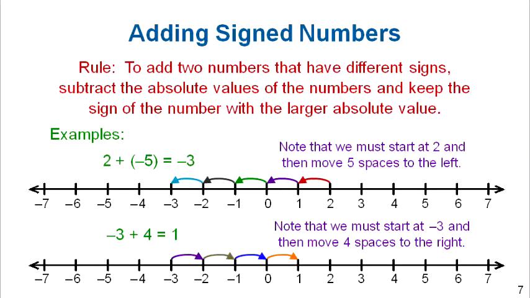To add negative 3 plus 4, I can subtract 4 minus 3, and then, since 4 is larger than 3, and since the 4 is positive, keep the answer positive. This tells us that negative 3 plus 4 is equal to positive 1. To see why this works for this example, you can note that this problem is telling you to start at the negative 3, and then move 4 spaces to the right. Note that, when you do this, you do end up at positive 1.